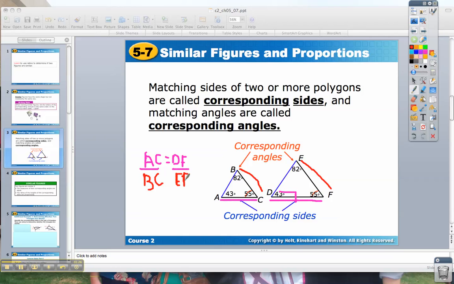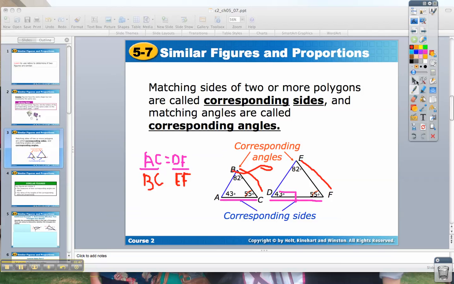And then we can solve a proportion, which we already know how to solve proportions, if we were maybe missing what the side length of one of those was. Also notice that in corresponding angles, 82 corresponds with 82, 43 corresponds with 43, and 55 corresponds with 55. The corresponding angles, the matching angles, are equal.